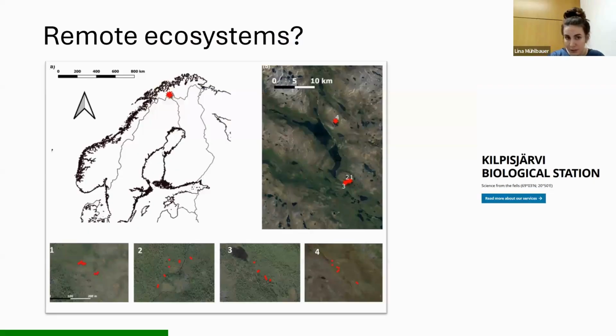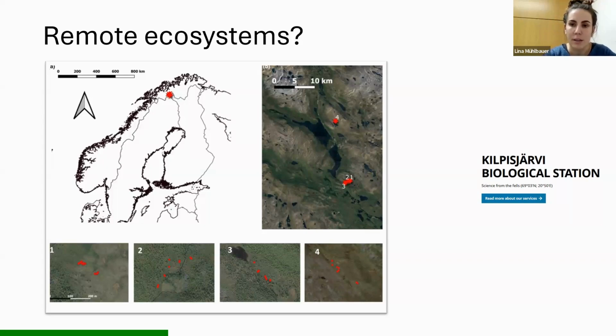Why remote ecosystems? We did that at the Kilpisjärvi Biological Station, which is in the northwestern part of Finland. It's at the border between Sweden, Norway, and Finland. So it's really remote there. It's really a harsh climate. And there is an experimental station with 4 sites, which differ a lot actually in their vegetation and soil. Some of them are kind of shrubby and some of them are more heath.